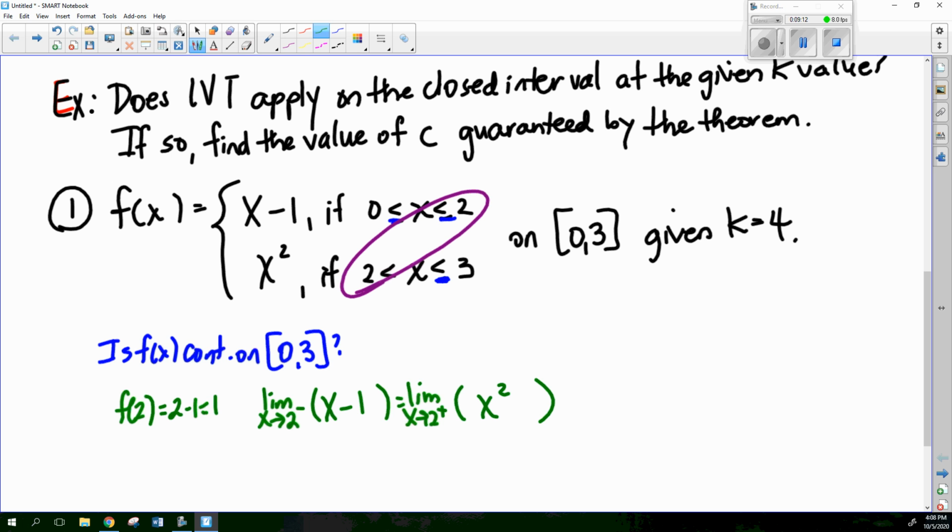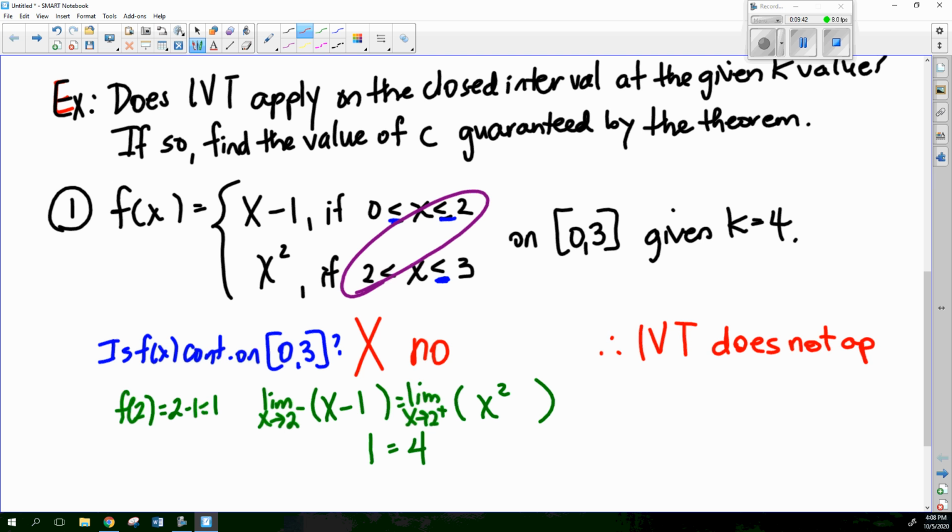And when I direct substitute in, I get 1 equals 4, okay? Well, that means the limit as x approaches 2 does not exist. And if the limit does not exist, then the function is not continuous, okay? So is the function continuous on that closed interval? No, it is not. Therefore, IVT does not apply. Okay? And that one's actually done, because if it doesn't apply, you can't do anything else with it.